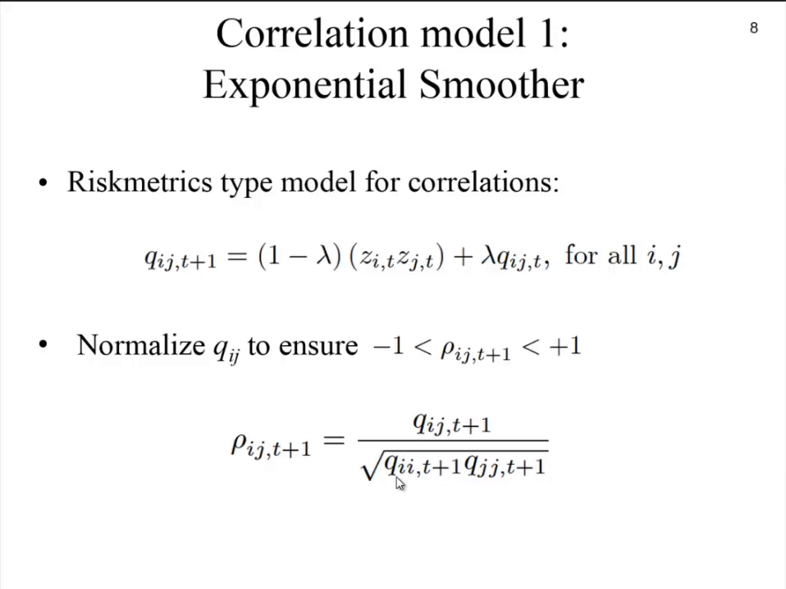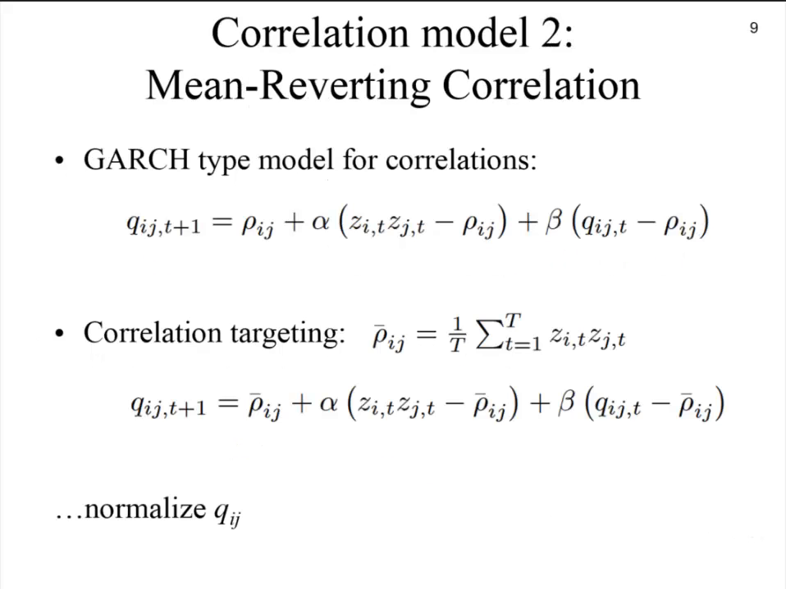We have Qij, and then we have Qii and Qjj. So these correlations between i and i and j and j should be equal to 1, but the problem is that they're not going to be exactly equal to 1. That's why we have to normalize.